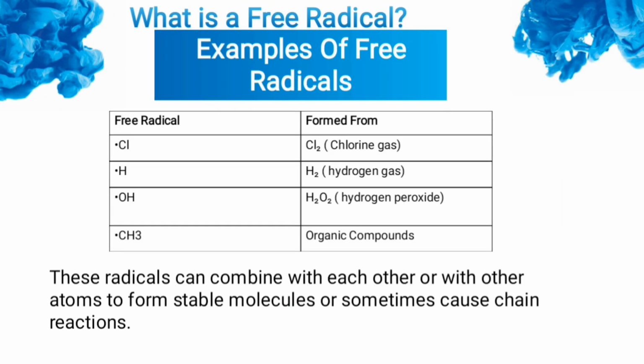Now, examples of free radicals: chlorine, hydrogen, OH, CH3. Chlorine free radical is formed from chlorine gas. Similarly, hydrogen free radical is formed from hydrogen gas. And OH free radical is formed from hydrogen peroxide. Similarly, CH3 free radical is formed from organic compounds. These radicals can combine with each other or with other atoms to form stable molecules or sometimes cause chain reactions.